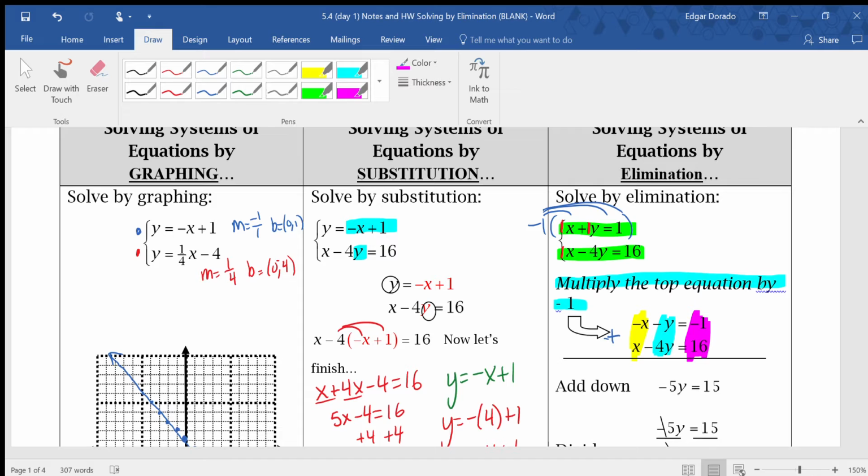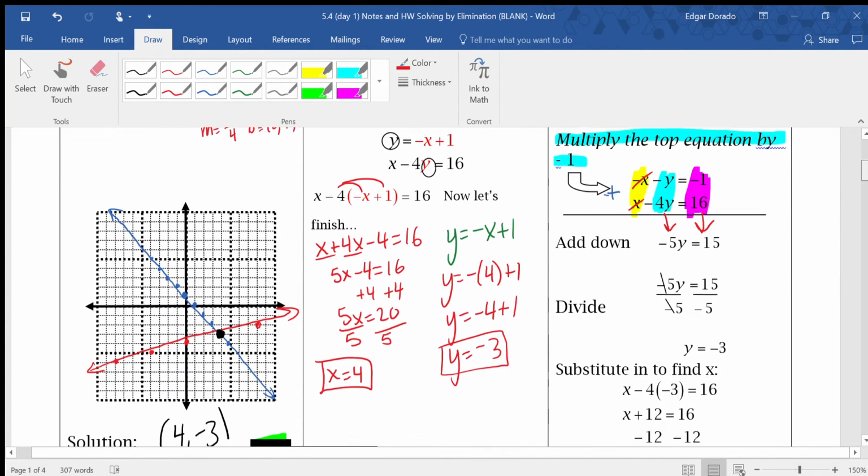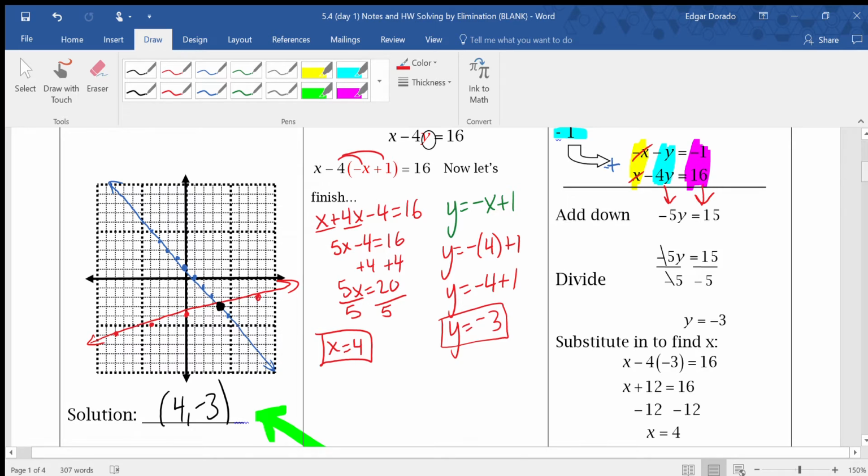I would get negative x plus x. Those would cancel each other out. Then I would get negative 1y minus 4y, or plus a negative 4y. That would give me a negative 5y. And then negative 1 plus 16 would give me a positive 15. Notice I only have a y now. I get negative 5y equals 15. I can now divide by that negative 5 in order to get the y all by itself. So we get y equals negative 3.